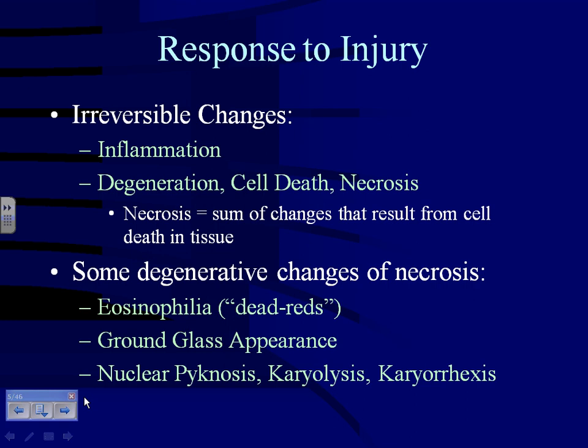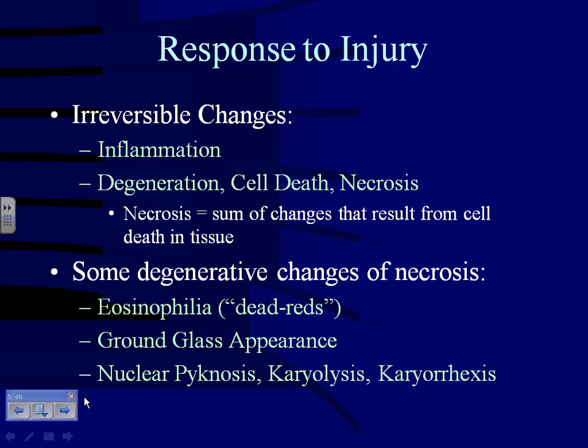Certainly some of the irreversible changes include inflammation and then degeneration, cell death, and necrosis. Now, not all inflammation results in necrosis and cell death, but it obviously can happen. And necrosis is generally the sum of changes that result from cell death in the tissue.